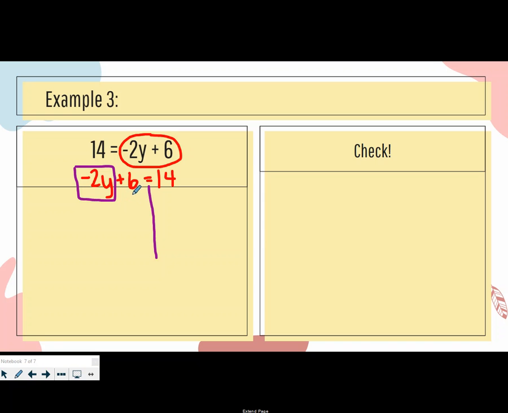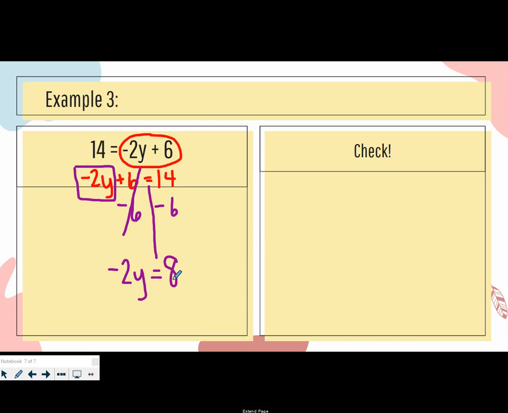So the opposite of adding 6 is subtracting 6. So I'm going to take away 6 from both sides. Plus 6 and minus 6, you know what? They cancel out. So all I have left on the left side is negative 2y equals, and then I'm going to do 14 minus 6. 14 minus 6 gives me 8.